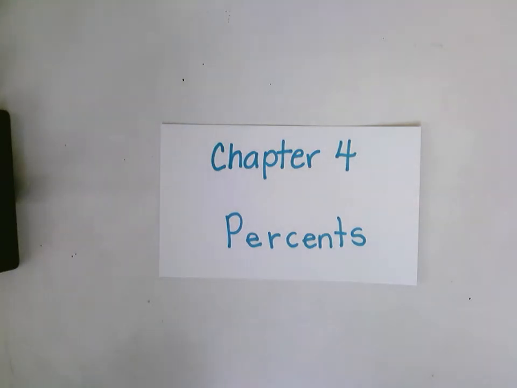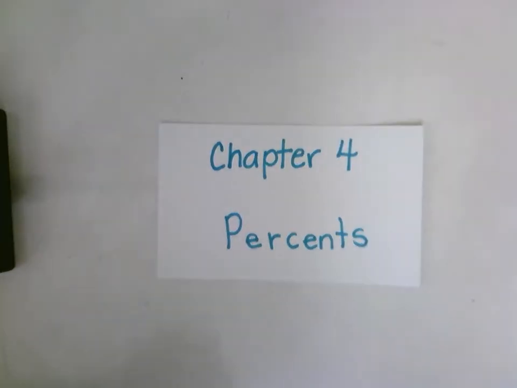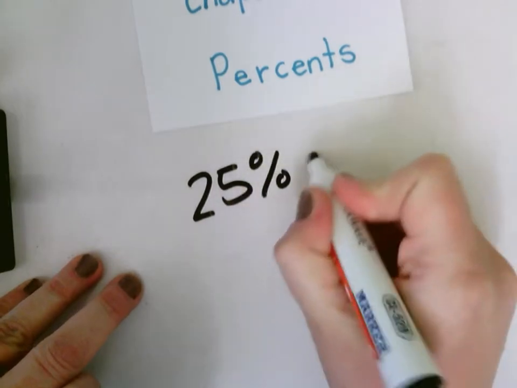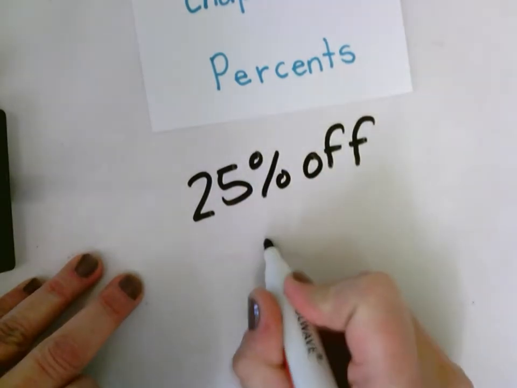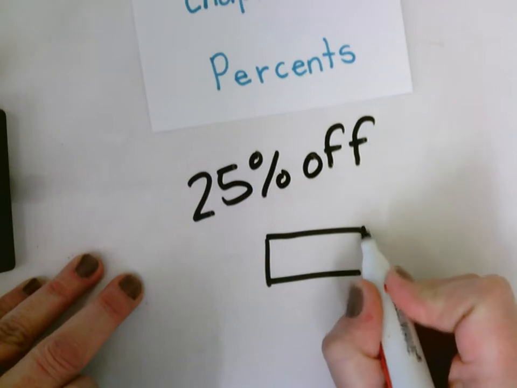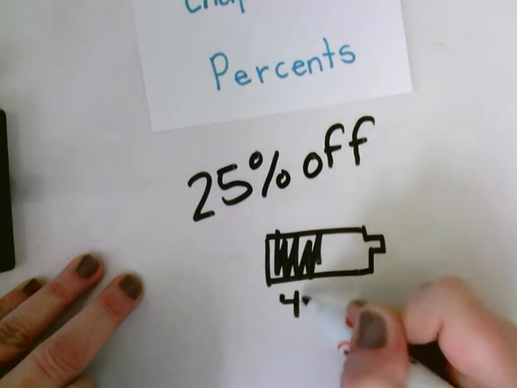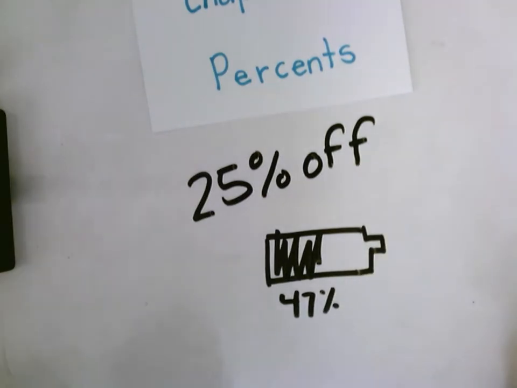The next chapter in math is chapter 4, and it's about percents. So we're going to talk a little bit about percents today. Percents are something that we see all the time in our daily life. We might see that something is 25% off, or we might be charging our phone, right? We have our little battery and it might be at 47%. So we see percents all the time.